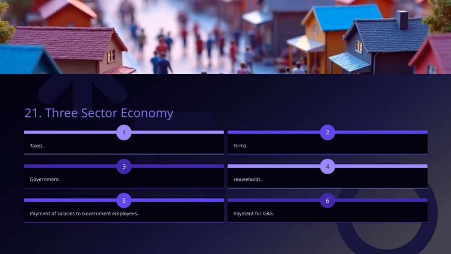Next, we have payments for goods and services, or G&S, where households and firms spend money on various products. Households make payments to firms when they buy goods and services, and similarly, firms also purchase inputs from other firms. These exchanges are the core of economic activity. Finally, note that the flow of income and payments between these sectors creates a circular flow, which is fundamental to understanding how an economy functions. It highlights the interconnectedness of households, firms, and government, and how money continuously moves through these sectors to keep the economy running smoothly. This interconnected flow is key to grasping the overall picture of the three-sector economy.